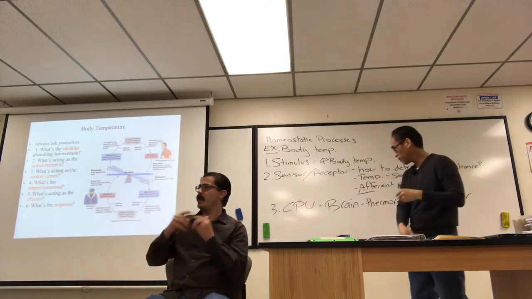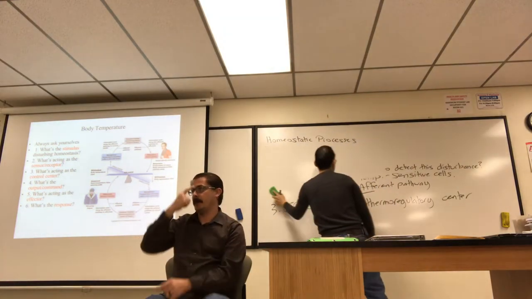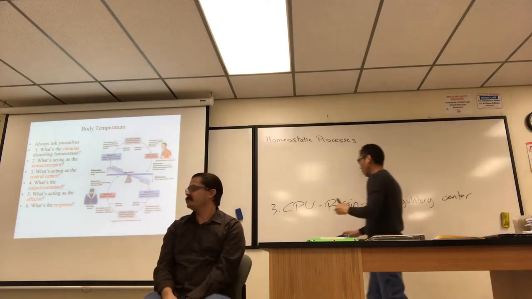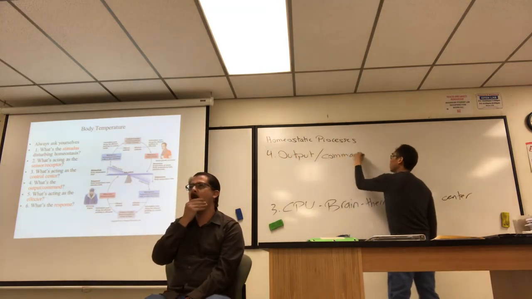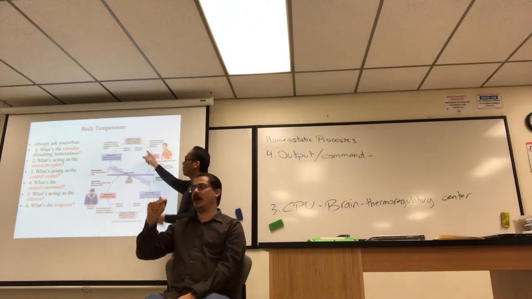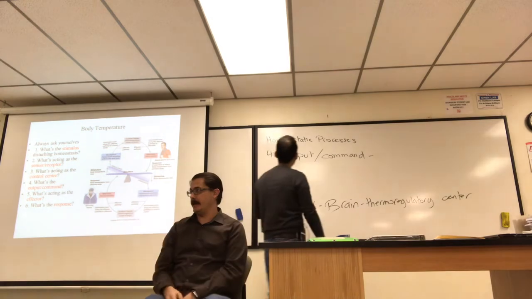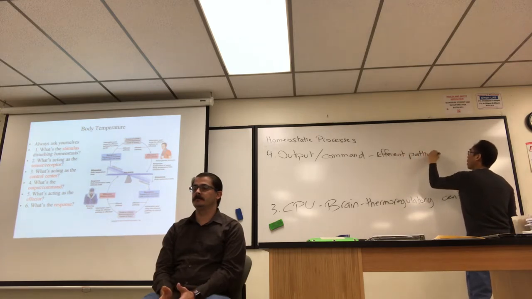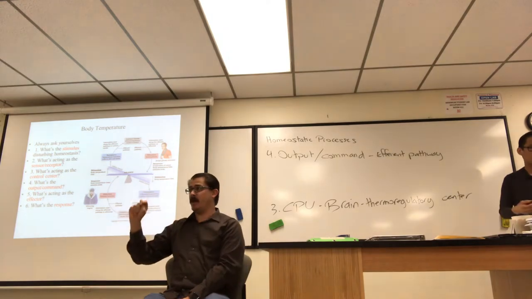So number four, what's the output command coming from the brain? Output slash command. In this example, well, it's not afferent, it's the efferent pathway, the motor nerves that are carrying the signal from the brain to something, okay? The afferent and the efferent pathway, think of them as telephone cables, wires in your body, which are actually nerve fibers that carry the signal.